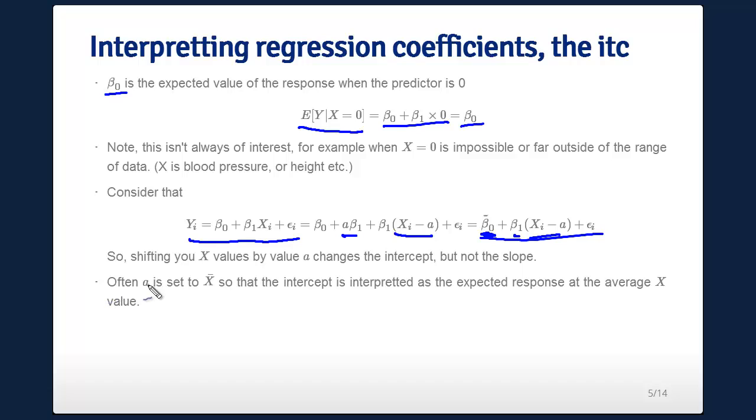Often what you do is you set a to be the average of the x's, so the intercept is interpreted as the expected response at the average x value in your data. That's how you can often shift your data so that your intercept actually has meaning.